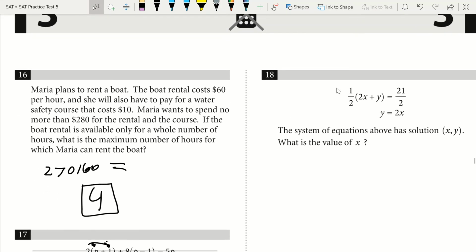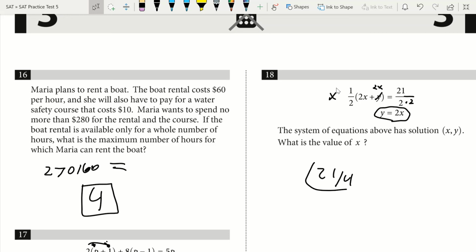Alright, question 18. The system of equations above has a solution xy. What is the value of x? I plug in 2x here for y up here. So now I get 2x plus 2x, that's 4x. Half of 4x is 2x. I divide each side by 2 to solve for x, which means that I have 2 times 2 here. So I get 21 over 4.